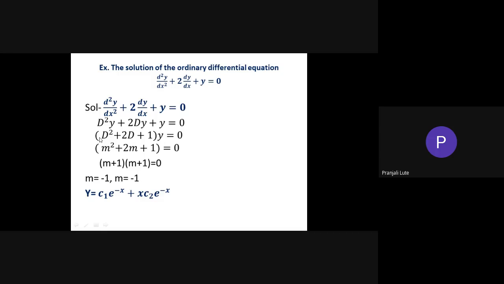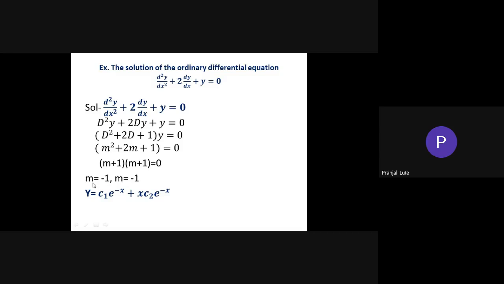First of all, we have to write the auxiliary equation. For finding the auxiliary equation, we replace D by m, so m square plus 2m plus 1 equal to 0. The roots of that equation are (m plus 1)(m plus 1). So m equal to minus 1, m equal to minus 1, and here both roots are repeated, which means we have to apply case number 2 when roots are repeated.